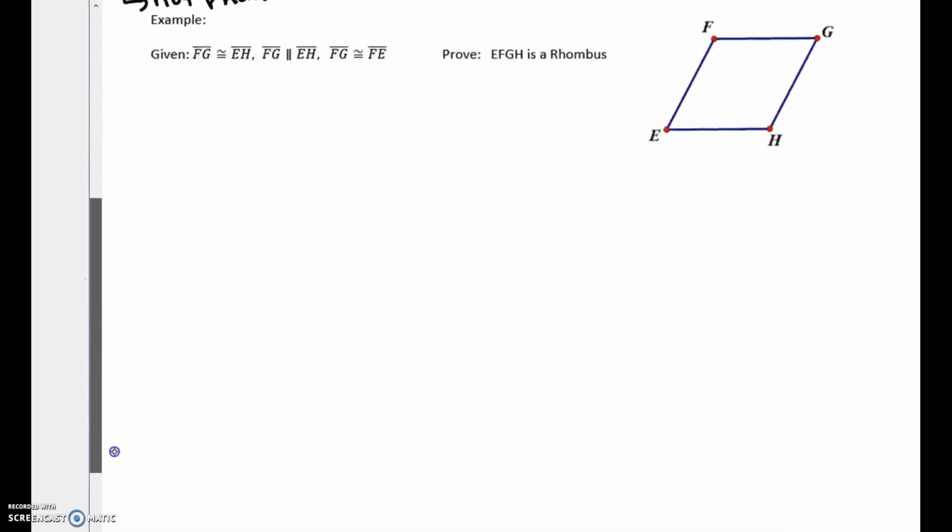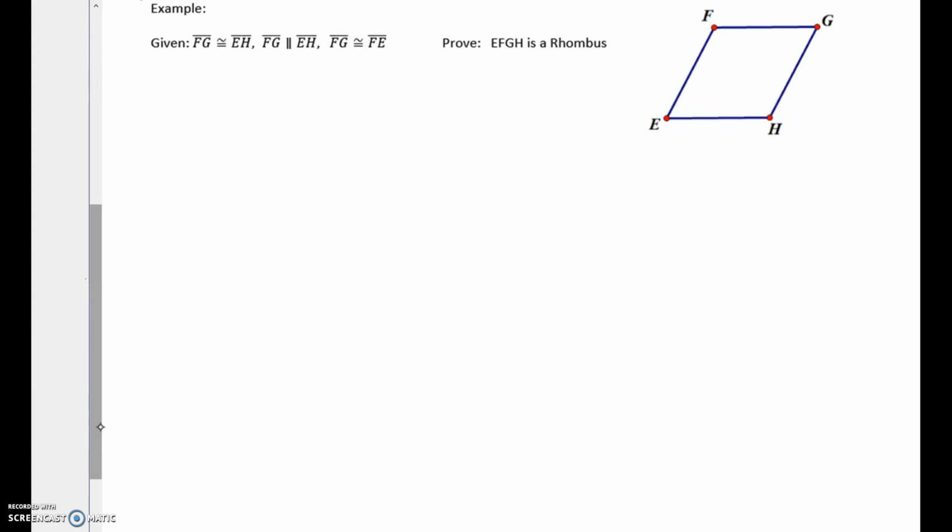So let's take a look now and do a formal proof. Remember, in order to prove something's a rhombus, we first have to prove it's a parallelogram. And I'm going to use the abbreviation parallelogram. And then we have to prove it's a rhombus. So it's always going to be kind of a two-section proof.